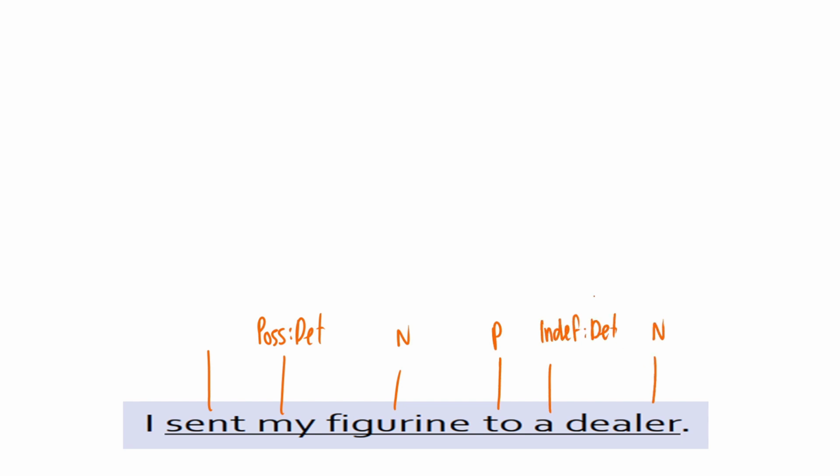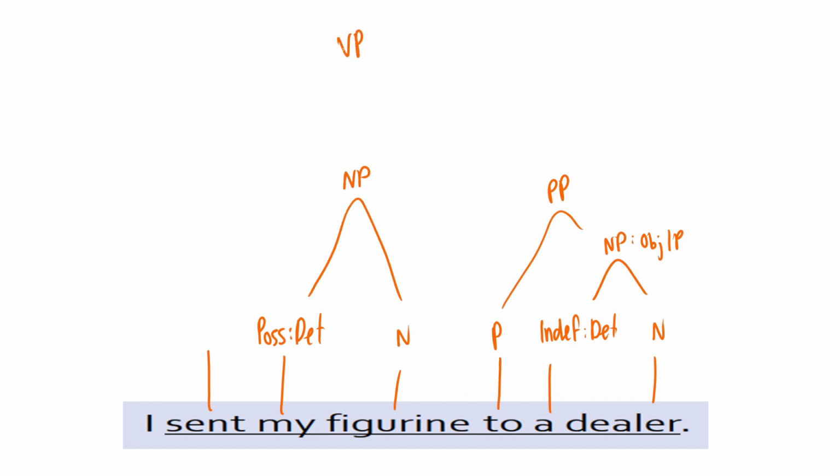And dealer is a noun. So a dealer is a noun phrase, which is going to be the object of the preposition for a dealer. Okay. I sent my figurine to a dealer. So my figurine is going to be a noun phrase, and then sending is going to create its own verb phrase. So it's sending something to someone.